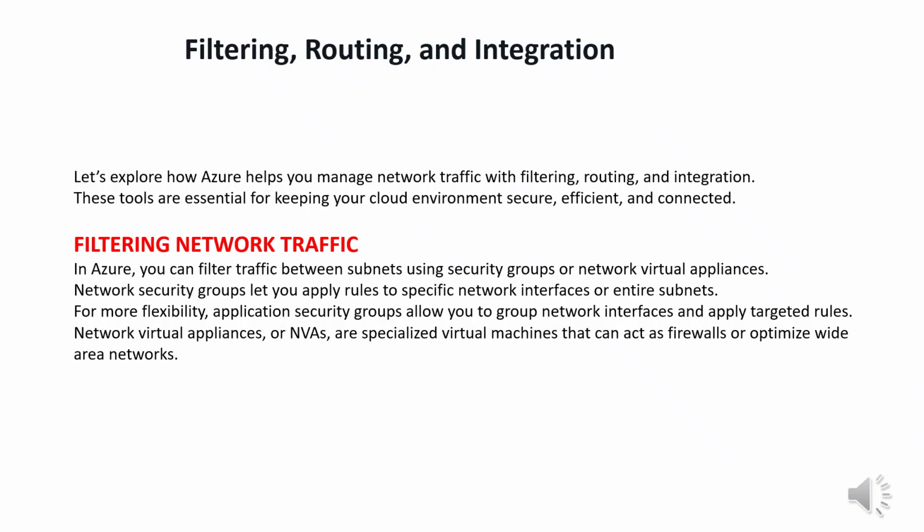In Azure, you can filter traffic between subnets using security groups or network virtual appliances. Network security groups let you apply rules to specific network interfaces or entire subnets. For more flexibility, application security groups allow you to group network interfaces and apply targeted rules. Network virtual appliances, or NVAs, are specialized virtual machines that can act as firewalls or optimize wide area networks.